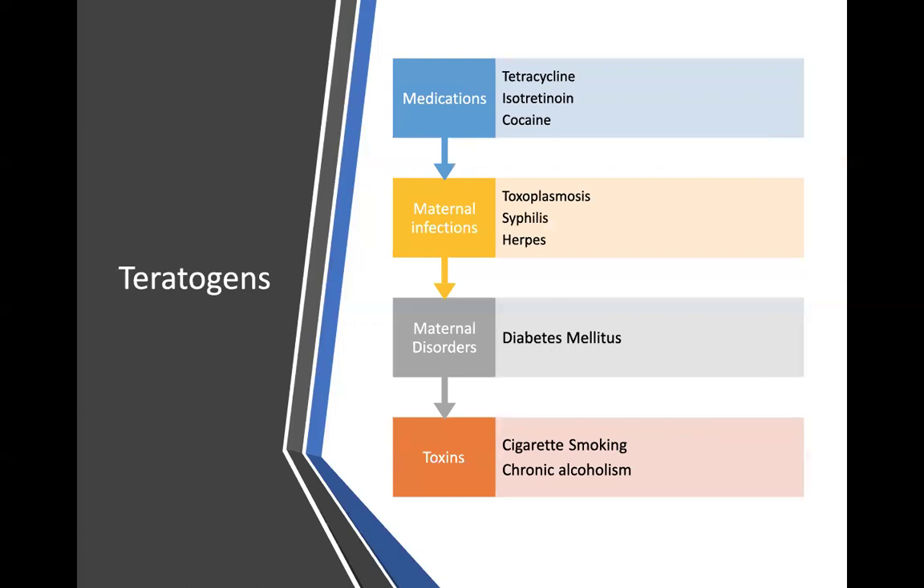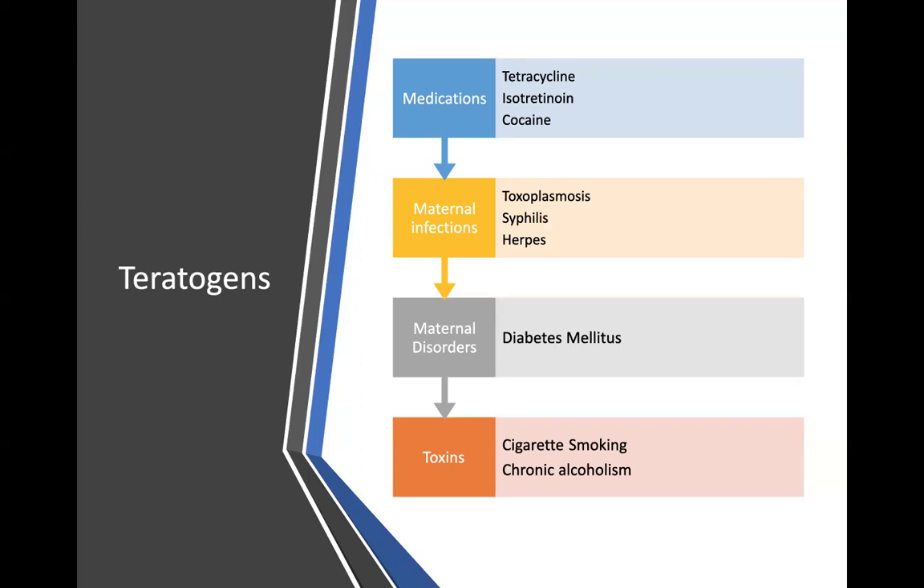So we have our medications, our maternal infections, and maternal disorders, as well as toxins. So remember, any agent that causes the production of physical defects in the developing embryo is known as a teratogen. Some common ones for medication would be tetracycline, which can cause stained teeth and enamel hypoplasia.